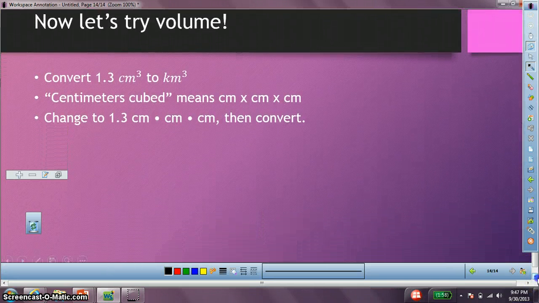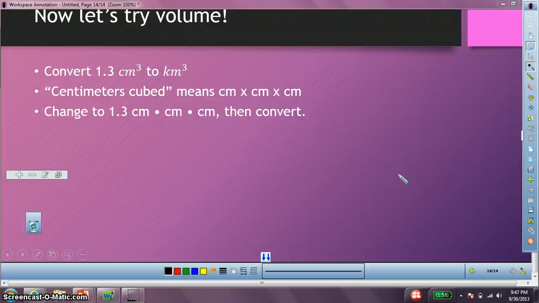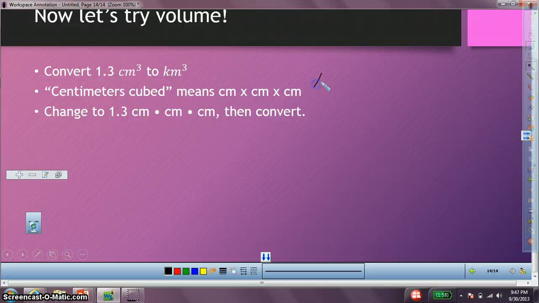Centa means 1/100th. And we want centimeters to be on the bottom. There are 100 centimeters in 1 meter. That's the first conversion factor we'll have to use. Once we've converted to meters cubed, we'll have to change that to kilometers cubed. Meters needs to be in the denominator so that we can eliminate it. And there are 1,000 meters for 1 kilometer.